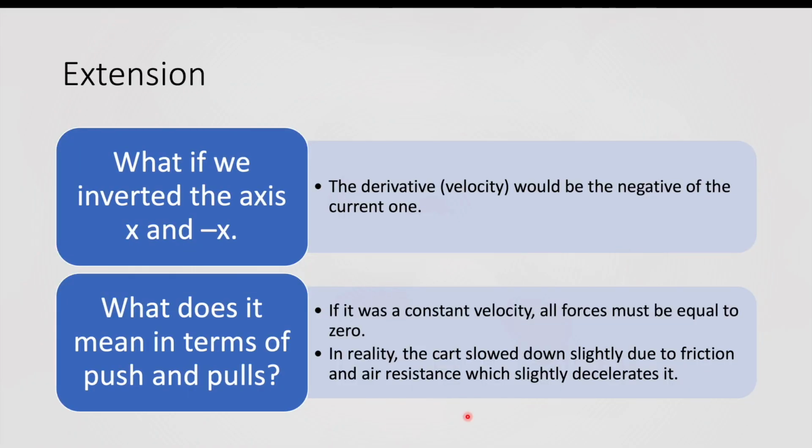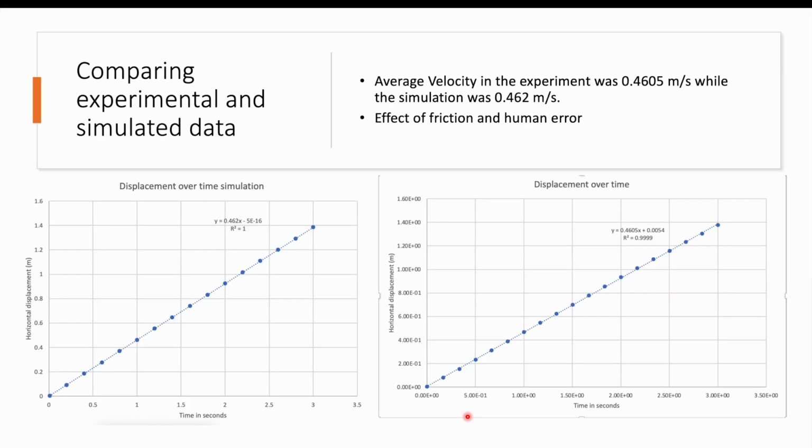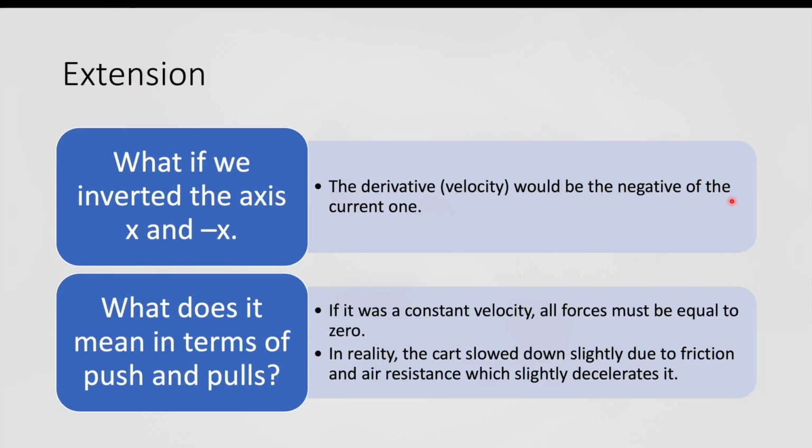As an extension, we can ask ourselves, what if we inverted the axis x and minus x? Well, because the derivative is the velocity, then if we inverted the x and minus x axis, the velocity will become negative, because as we can see from this graph, the gradient would just be negative, a complete mirror from the x-axis of this current line of best fit.